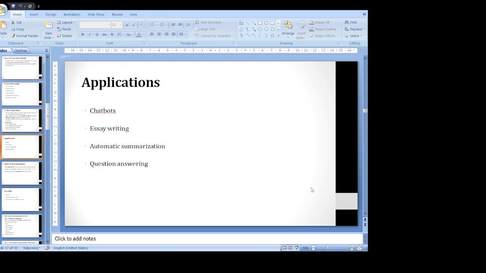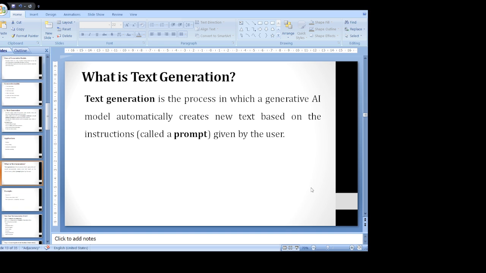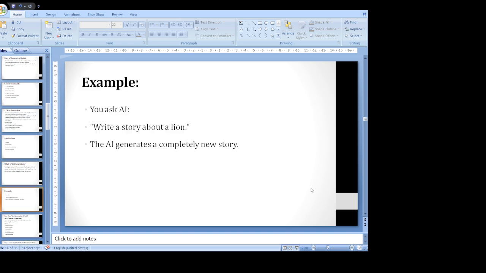These are the applications we commonly use: chatbots, essay writing, automatic summarization, and question answering. What is text generation? It is a process in which a Gen AI model automatically creates new text based on instructions. Here the instruction is mainly the prompt given by the user. For example, if I ask it to write a story about a lion or some other animal, it generates a completely new story about that animal.